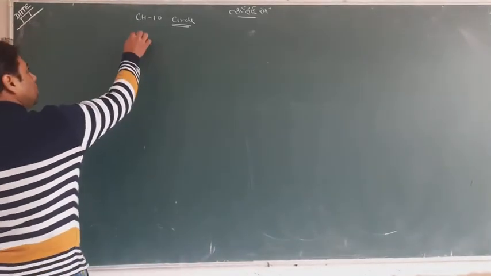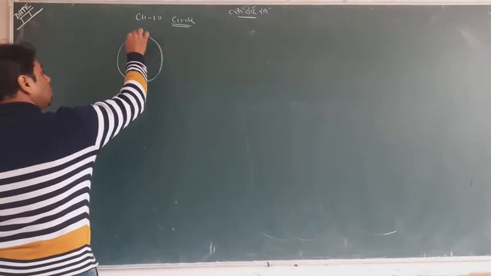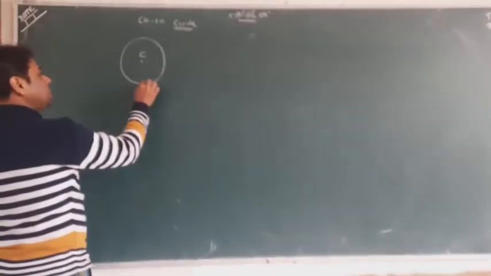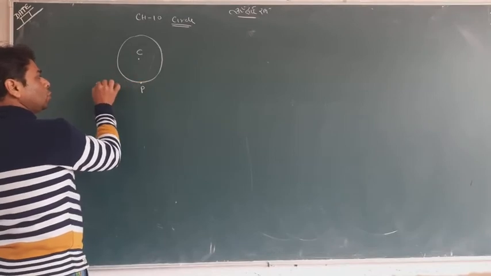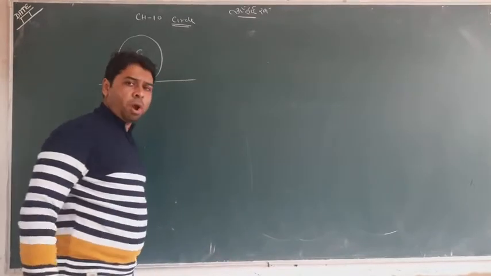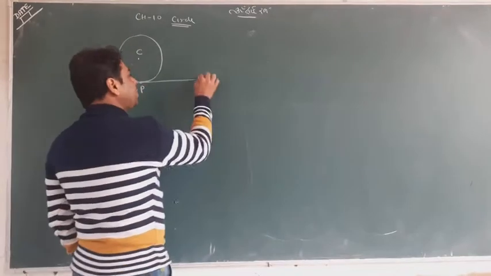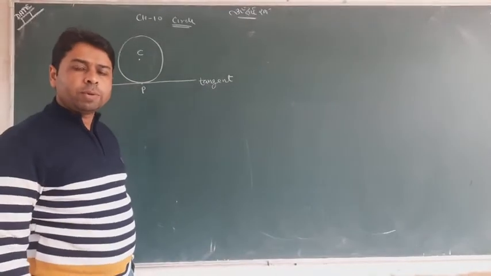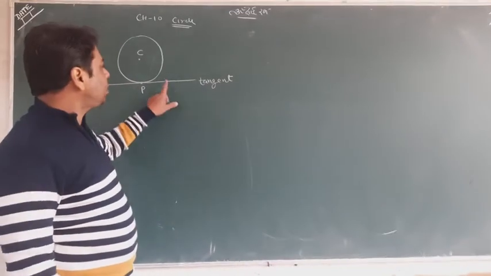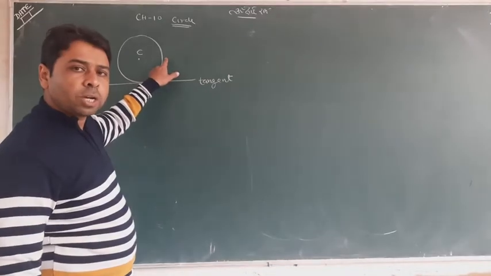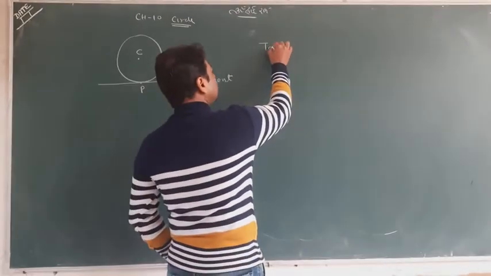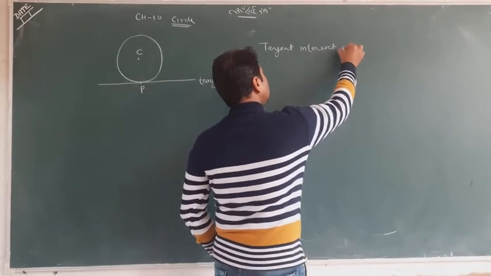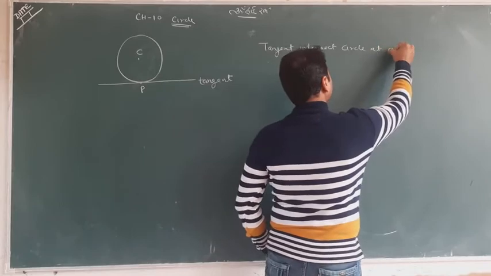So we have a circle, we have a center. Let P be any point on the circle. Through P, the line that goes is called a tangent. A tangent intersects the circle at one point.